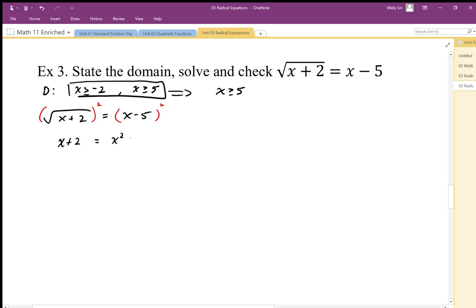So we end up with x squared minus 10x plus 25. Don't forget to FOIL this out. It's a quadratic, so we'll make that equal to 0. So we end up with minus 11x plus 23. Okay, so it looks like that's not factorable. 23 is a prime number.